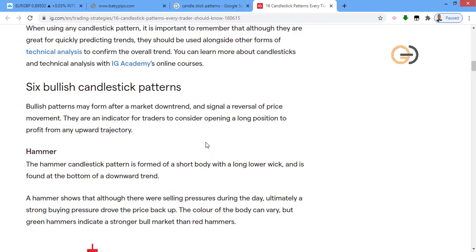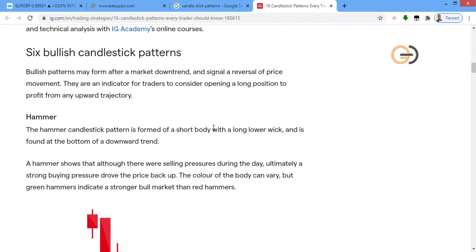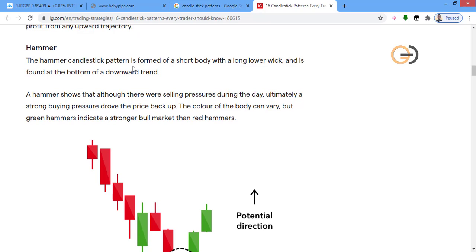All right, so you have to practice reading candlestick patterns. There are 6 bullish candlestick patterns that you must learn. When we talk about bullish candlestick patterns, we're talking about the uptrend. When price is moving up, there are candlestick patterns you can use as a trajectory to know whether the price is moving to the upside or not. So the first one is called the hammer.